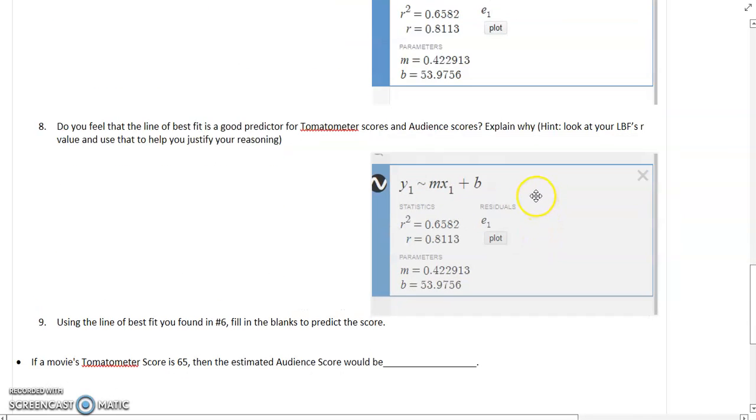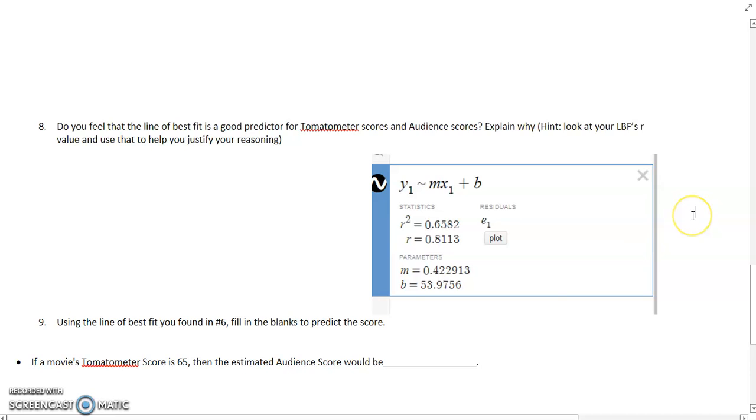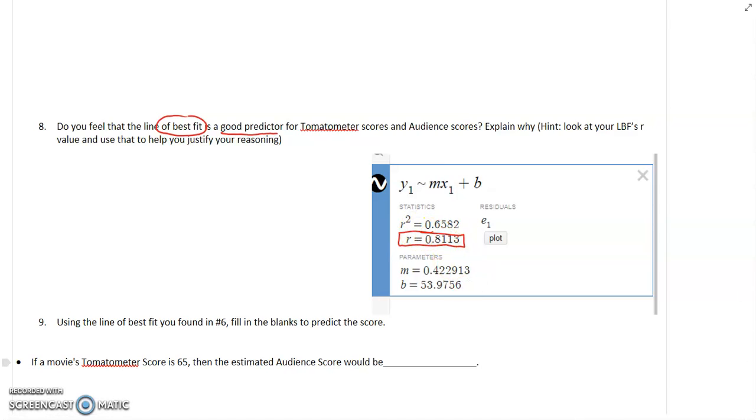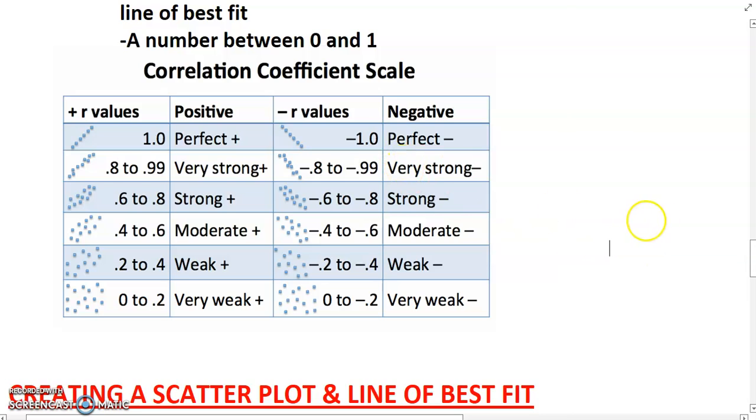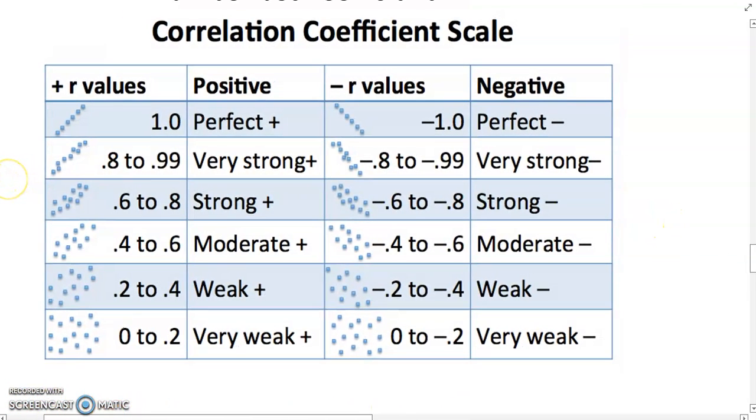Moving into number 8, the next question I ask says, do you feel that the line of best fit is a good predictor for the tomato meter scores and the audience score? As I said before, if the line of best fit is a good predictor, this has everything to do with the R value. Everything to do with the R value. In fact, if we go back to our notes on correlation, here's a nice little chart that helps us out to figure out what we're looking at. My R value was 0.84, I think.